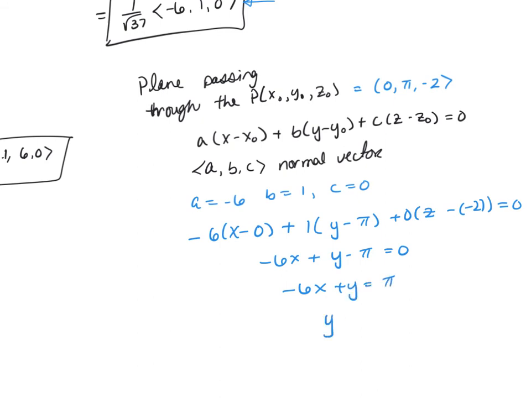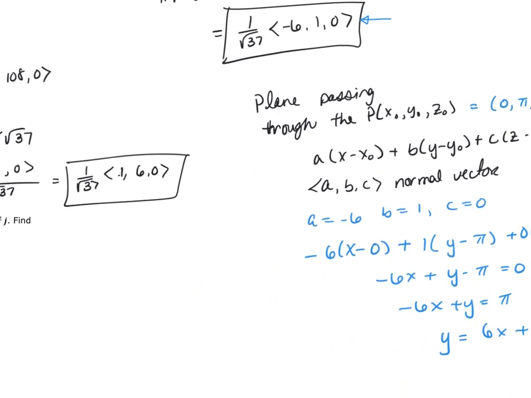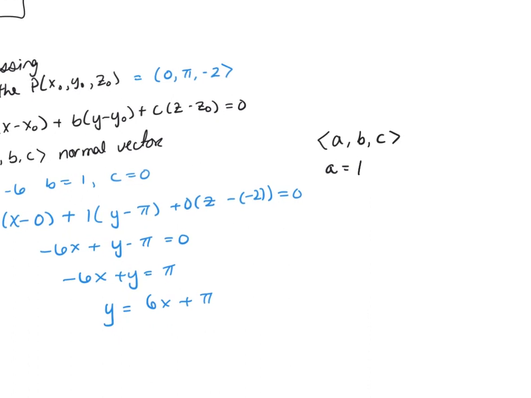If I wanted to solve for y, I'd get y is equal to 6x plus pi, if I was so inclined. And then we have to do it again for my other vector. So when I have my a, b, and c, my other vector, if you remember, is 1, 6, and 0. So a is 1, b is 6, and c is 0. And this is for the osculating plane of the given curve, because this has the normal vector.